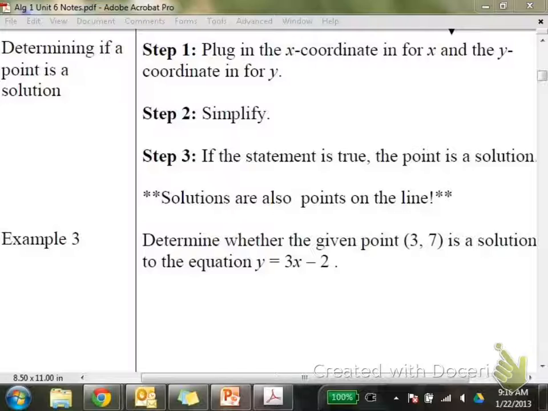So what we're going to be doing now is we need to determine if a point is a solution. What's another word for solution, guys?